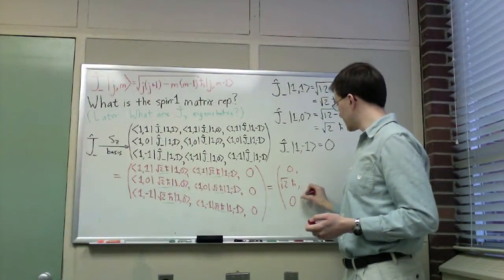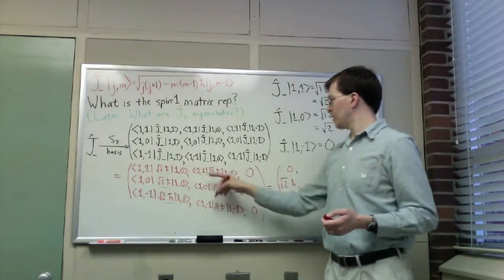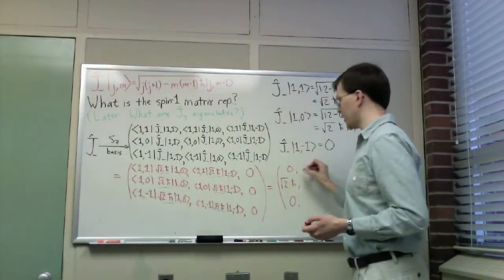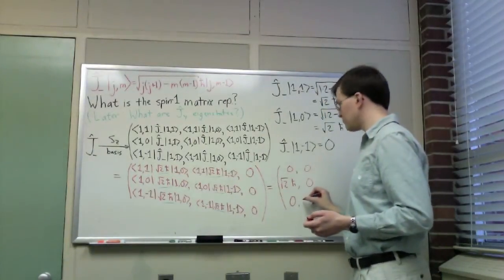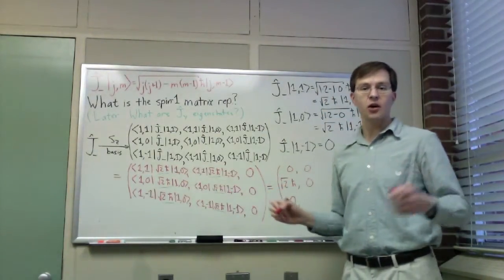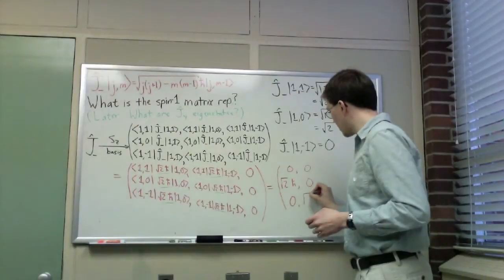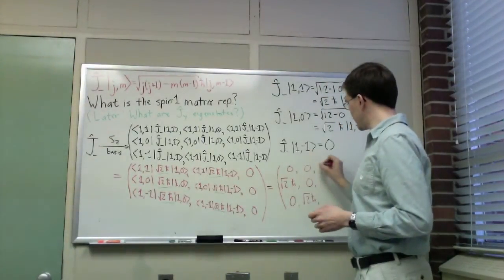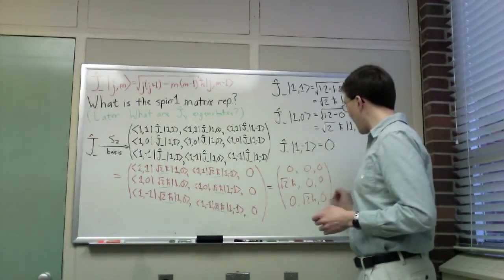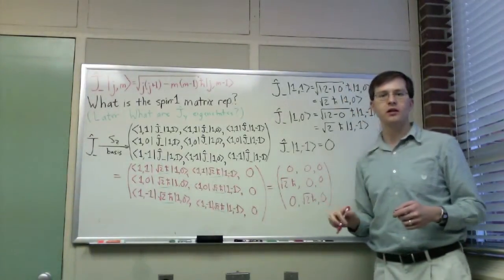So put some commas in here. Next column, 1,1 with 1,-1, nothing. 1,0 with 1,-1, nothing. 1,-1 with 1,-1, that's a normalized state, so it's equal to 1. We get square root of 2 h bar, and these are still all 0. We now have our matrix representation of this state.